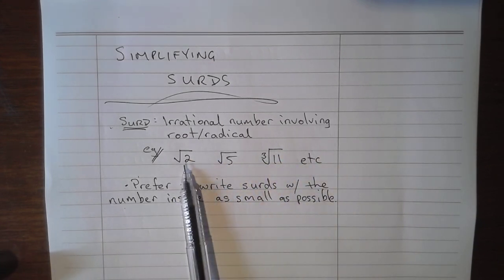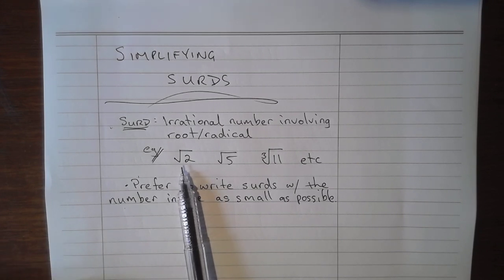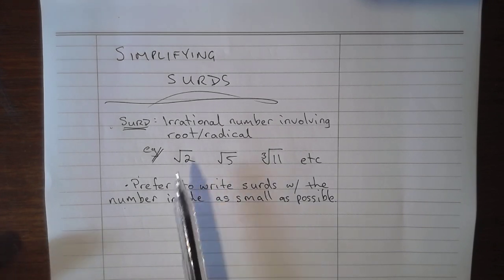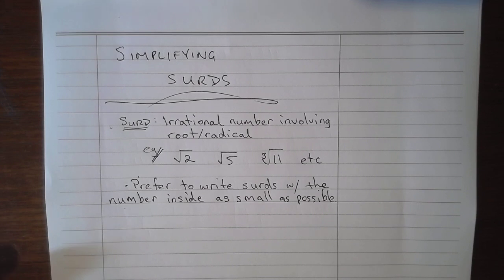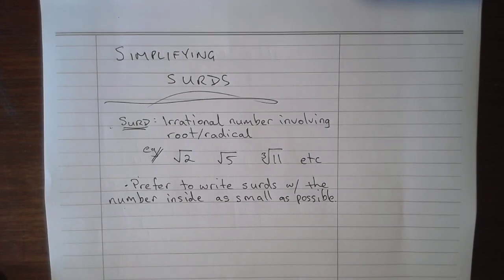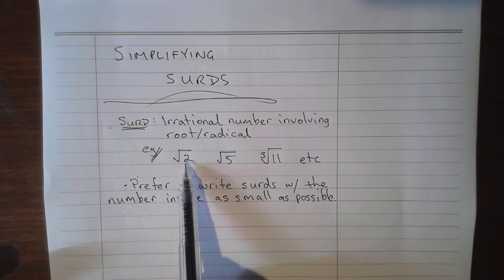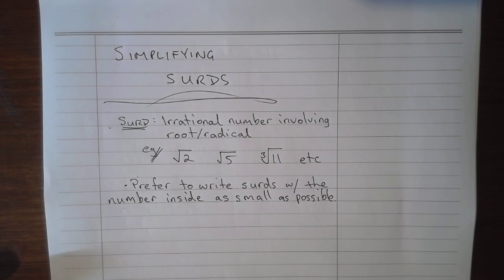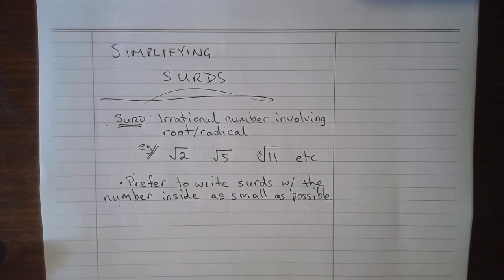And they're irrational. They're not like the square root of 9, which you can just reduce to the regular old number 3. When we're working with surds, we prefer to write them with the number inside, the 2 or the 5 or the 11 or whatever it happens to be, the number under the root sign, as small as possible. One reason is that it's easier to combine when we're adding and subtracting surds, and it also helps us with cancelling surds when we're multiplying and dividing.